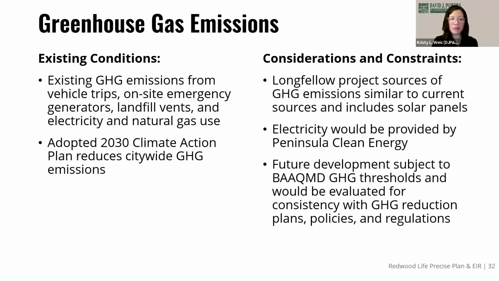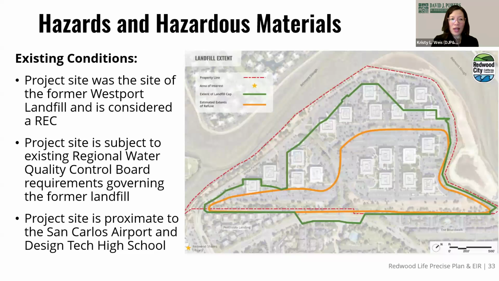Next slide. For hazards and hazardous materials, the existing conditions describe how the project site was originally a wetland in the margins of San Francisco Bay. In the early 1900s, the site was dredged and used as pasture land until it was converted to the Westport landfill in the mid-1900s. The landfill was closed in 1970, and a cap and fill were placed over the site prior to redevelopment of the site with the current uses in the late 1990s.